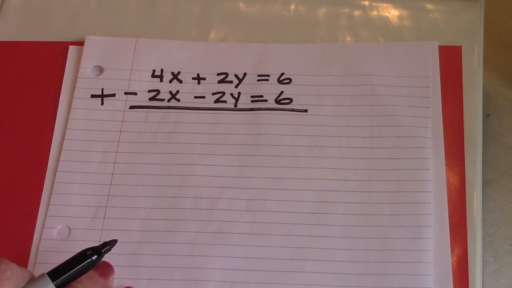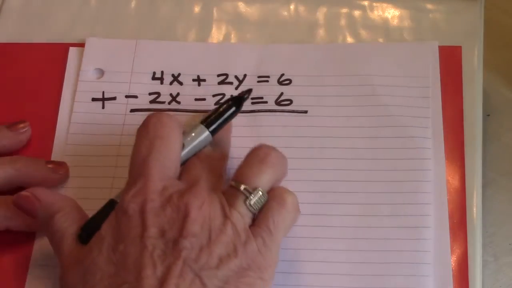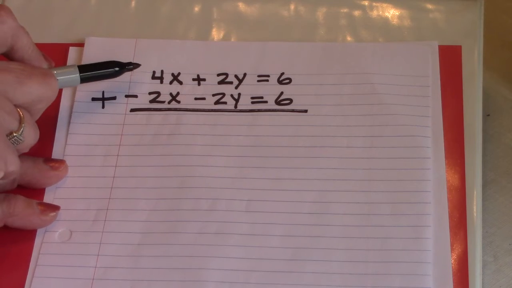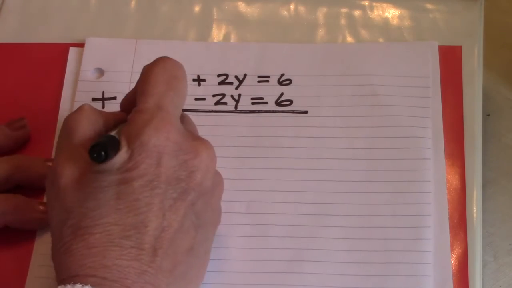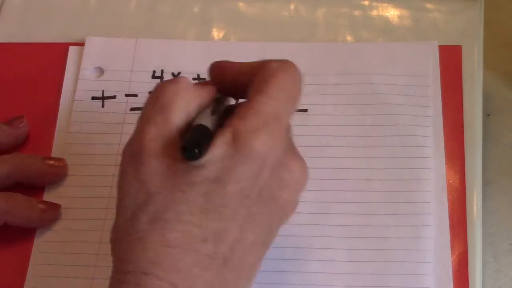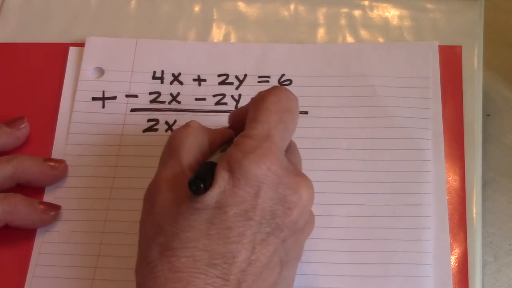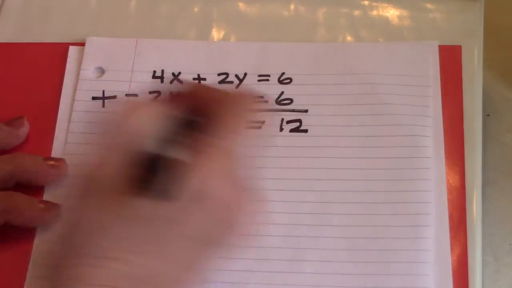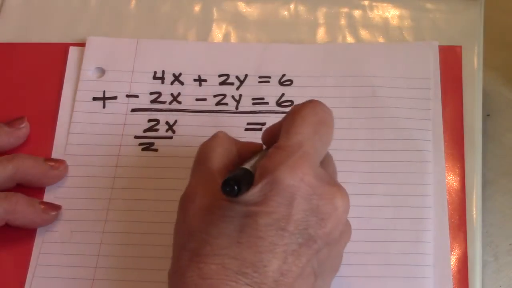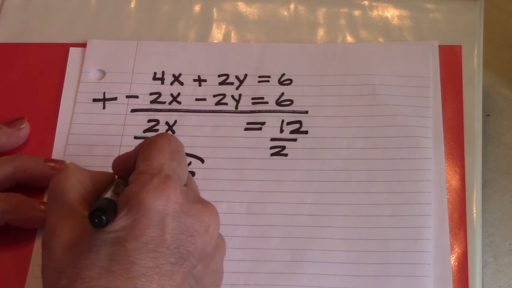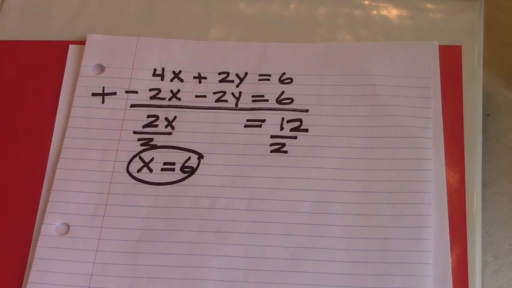You'll see another one in a moment where we can use subtraction, but I'm going to add each term with a corresponding term in the equation above it. So 4x plus a negative 2x is 2x. A positive 2y plus a negative 2y is 0. And all that equals 6 plus 6, which is 12. So I have 2x equals 12. I divide both sides by 2. That gives me x equals 6. And I am good to go.